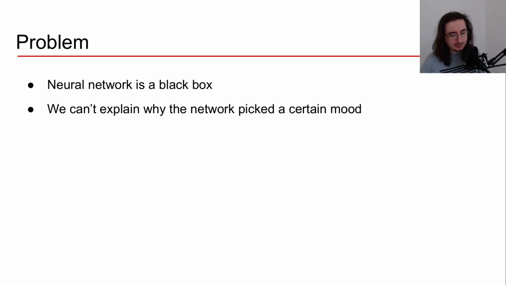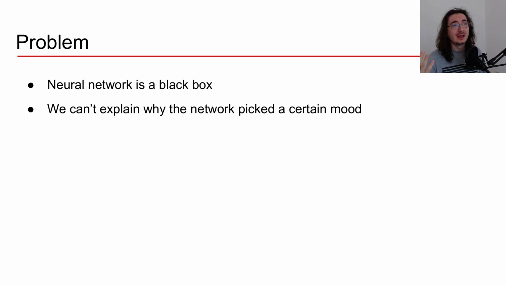And the problem is that the moment we use a neural network, we're basically using a black box system. So we can't really explain why a neural network decides that, I don't know, this song is happy or that song is sad. This is a major problem, not just in music emotion recognition, but across the board in deep learning. And for certain fields, this is a crucial problem.